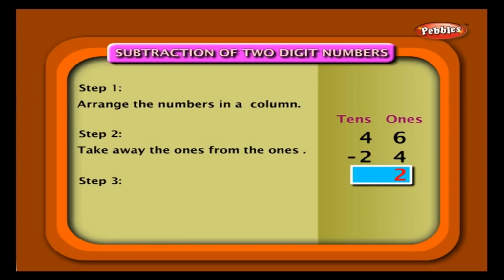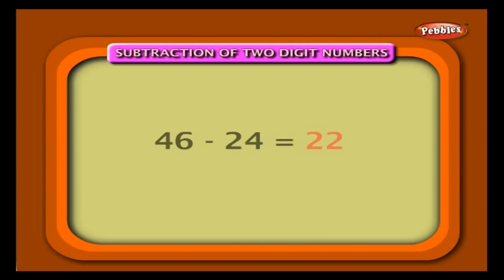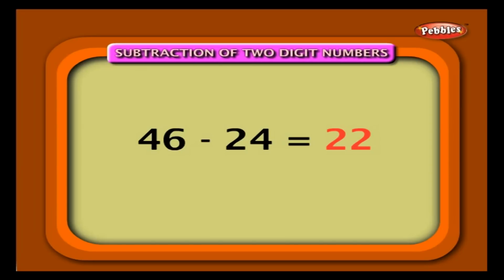Step 3. Take away the tens from the tens. Take away 2 from 4. We get 2. Write 2 below the tens column. Thus, 46 minus 24 is equal to 22.